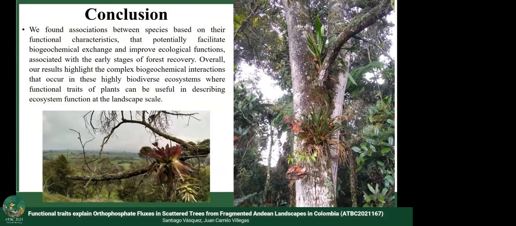We found associations between species based on their functional characteristics that potentially facilitate biochemical exchange and improve ecological functions associated with the early stage of forest recovery. Overall, our results highlight the complex biochemical interactions that occur in this highly biodiverse ecosystem, where functional traits of plants can be useful in describing ecosystem function on the landscape scale.